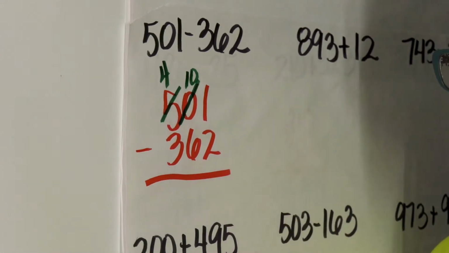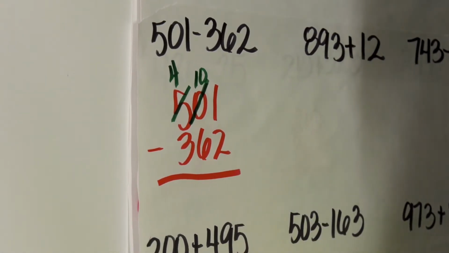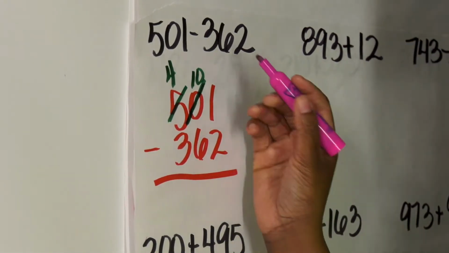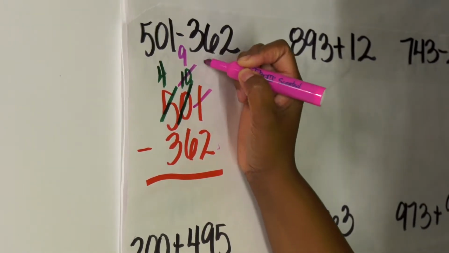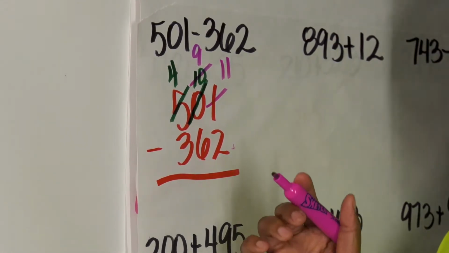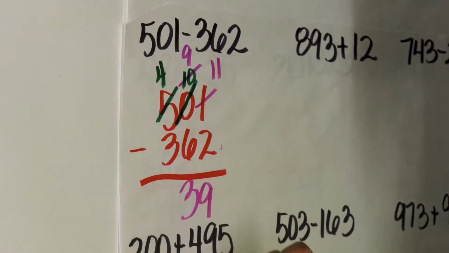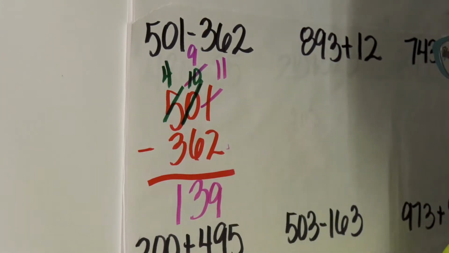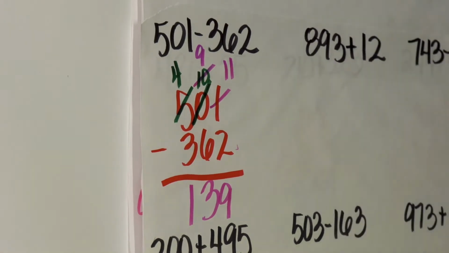Now I can go back to the beginning. Can you take 2 from 1? No, still can't do that. But now I can borrow from my tens place because there's a 10 there. That turns into a 9, and this 1 plus 10 becomes 11. So 11 minus 2 is 9. 9 minus 6 is 3. And 4 minus 3 is 1. 139.